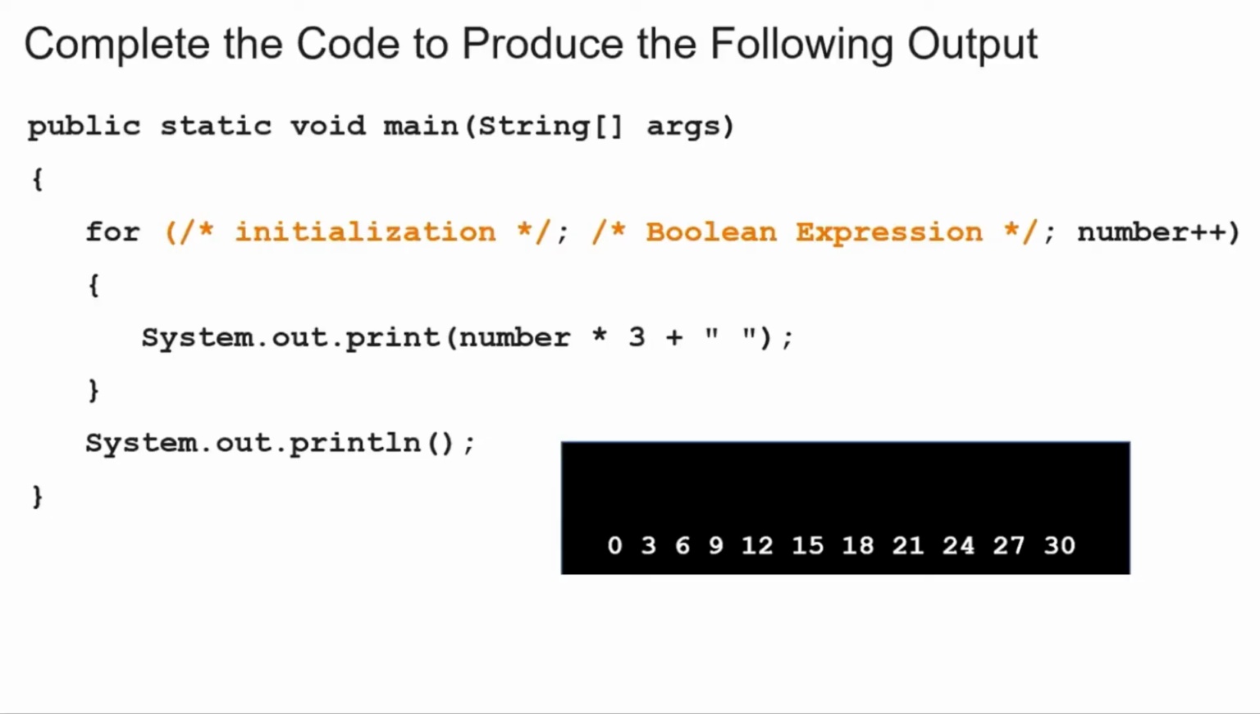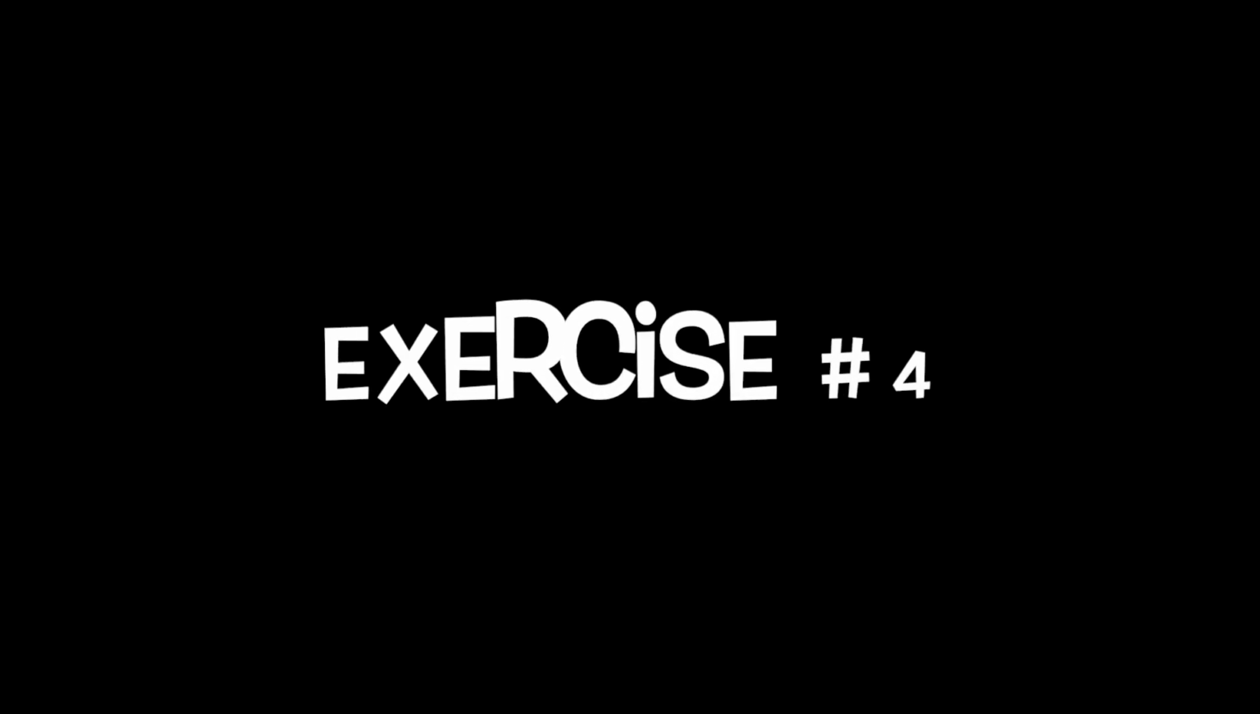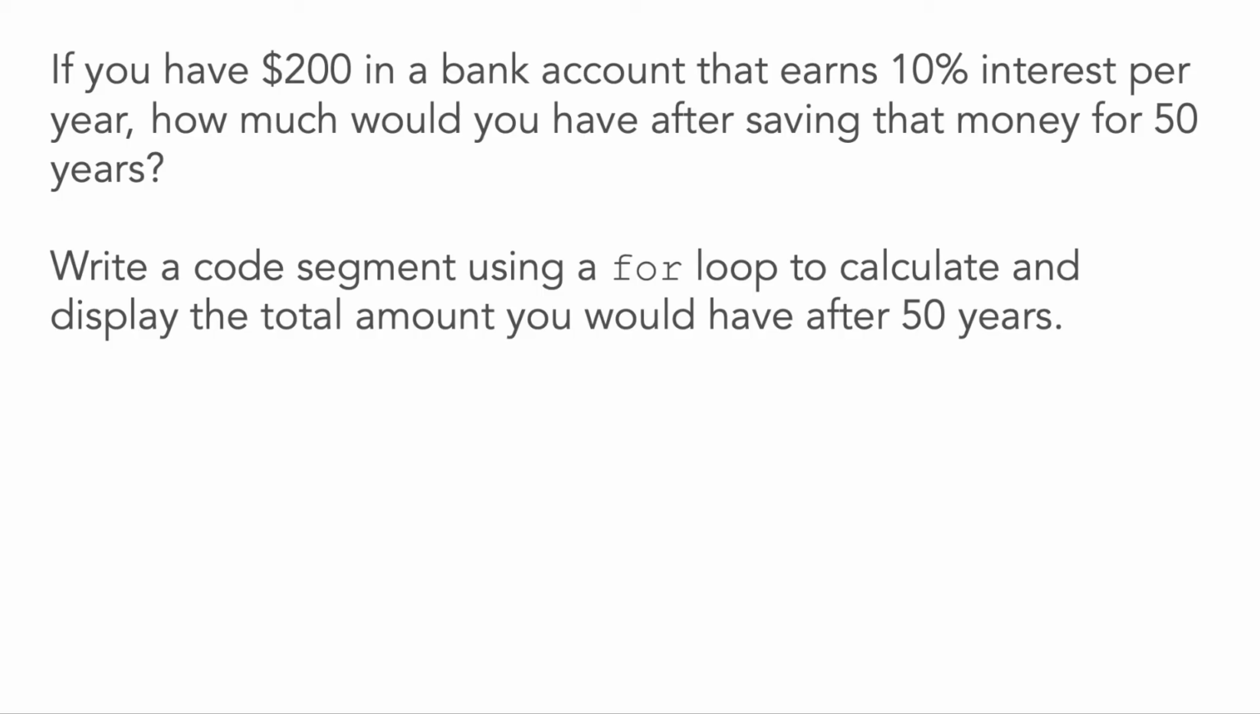Complete the for loop header to produce the following output: 0, 3, 6, 9, so on and so forth till 30. Let's try solving this exercise, similar to the previous one we did.